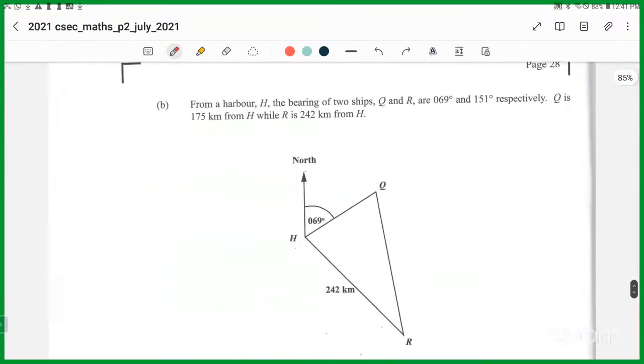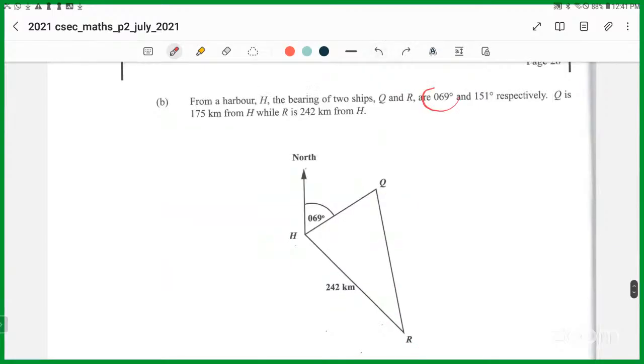This one says, from a harbor H, the bearing of two ships, Q and R, are 069 and 151 respectively. They show the 069, but they didn't show the 151. The 151 is from the north line at H, and you turn all the way around here. That angle is the bearing. And so to get the angle inside here, we're going to subtract those two angles.